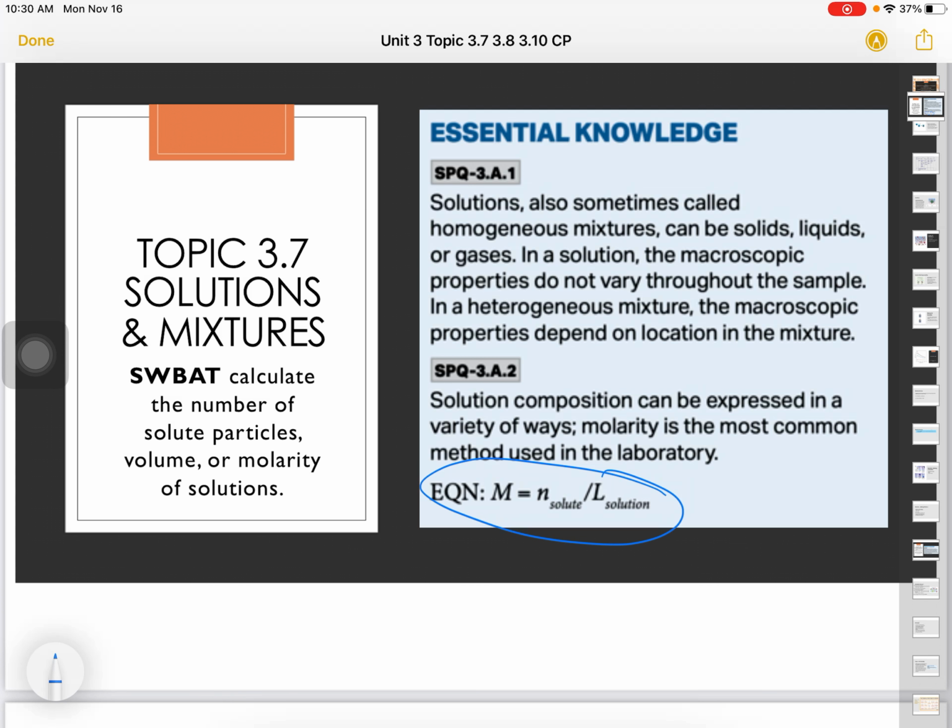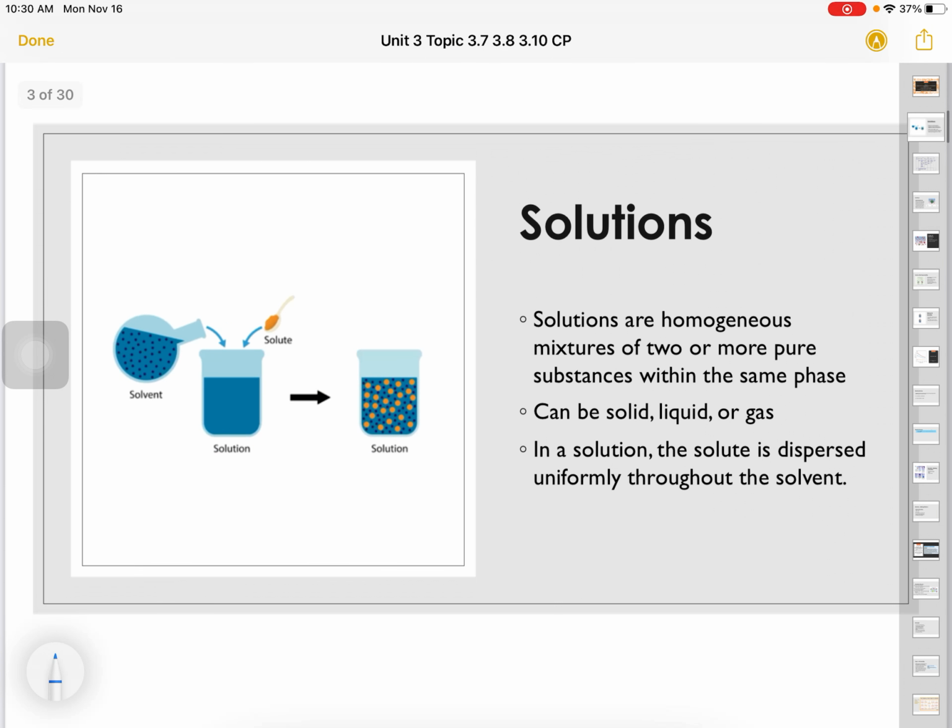We're going to just review some vocabulary first. So as a review, solutions are homogeneous mixtures of two or more pure substances within the same phase. They could be solids, liquids, or gases. When you have a solution, this is the definition of homogeneous, the solute is dispersed uniformly throughout the solvent.